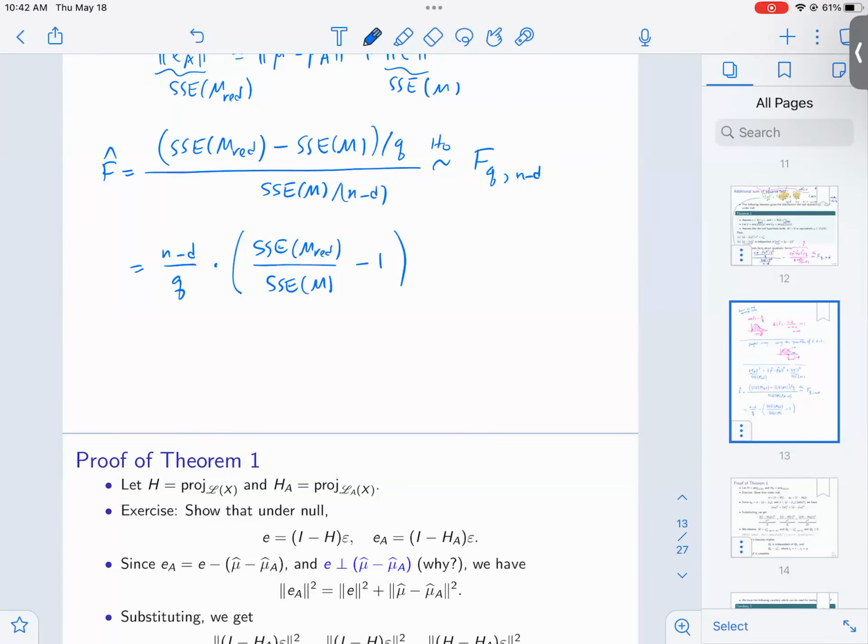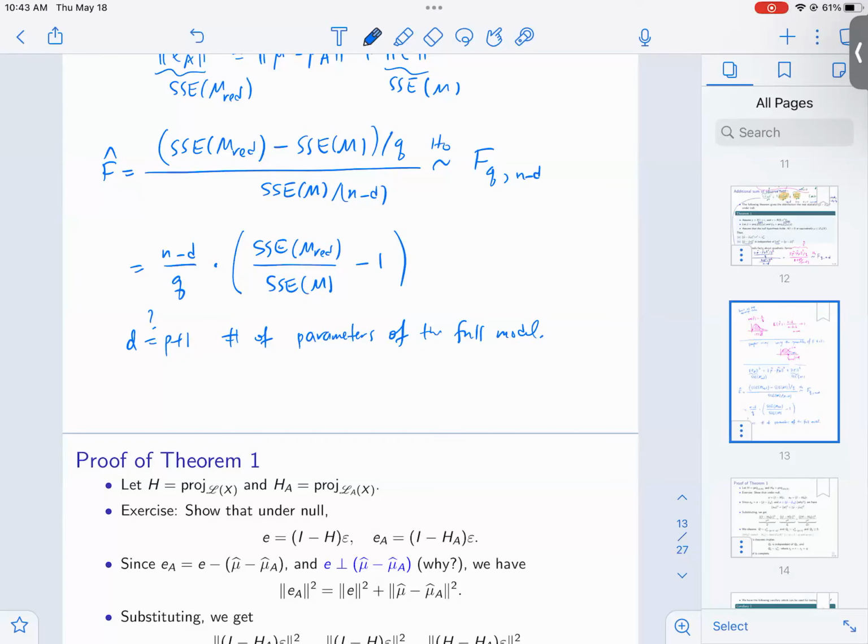Yes. So D was P minus 1. D is the number of parameters in the full model. Usually P plus 1, but if you don't have an intercept, it's P, whatever the number of parameters is.